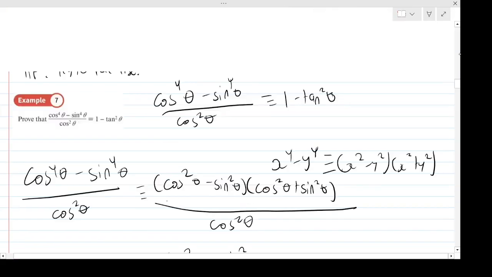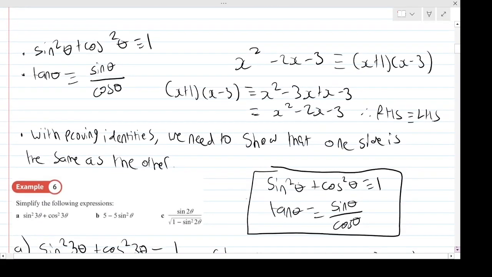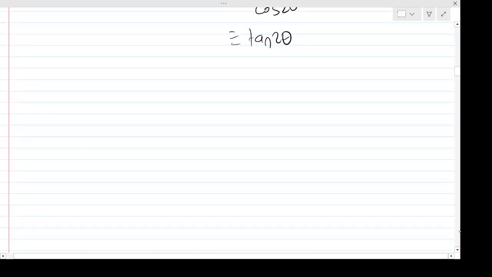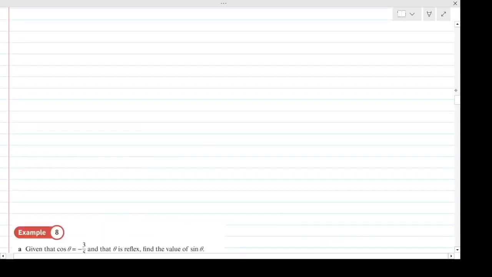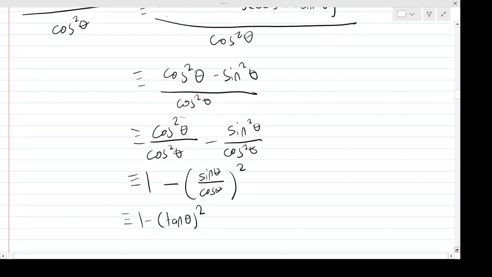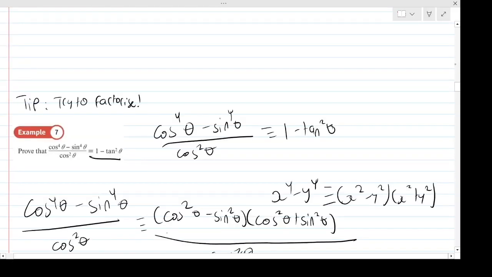If you look back to our identities, we know that tan theta is sine theta over cos theta. So sine theta over cos theta is tan theta. So this is 1 minus tan theta all squared, and then that's 1 minus tan squared theta. Well, there we are. We got to 1 minus tan squared theta. So we're done. We proved the identity.